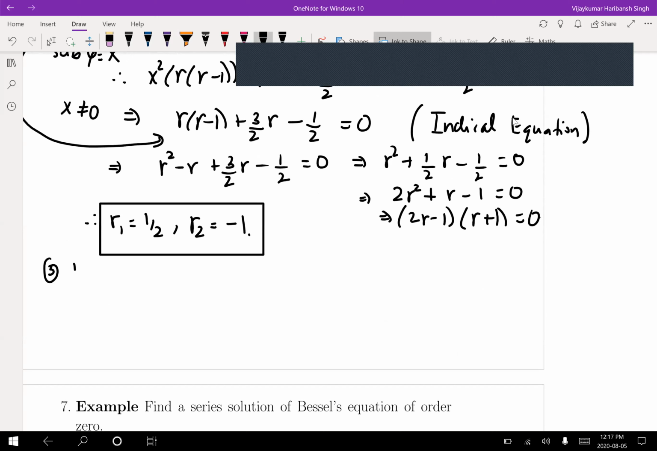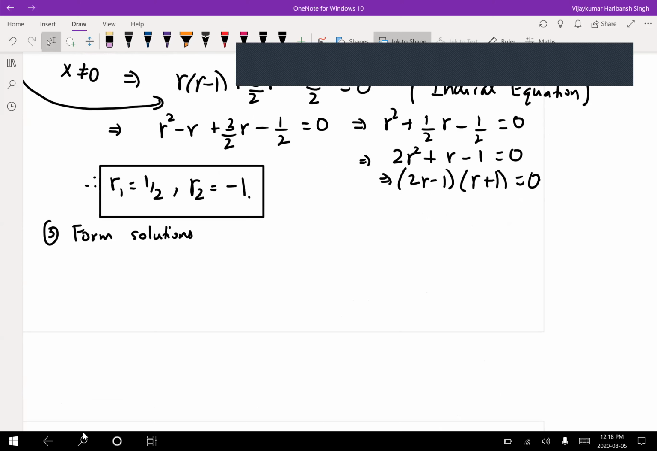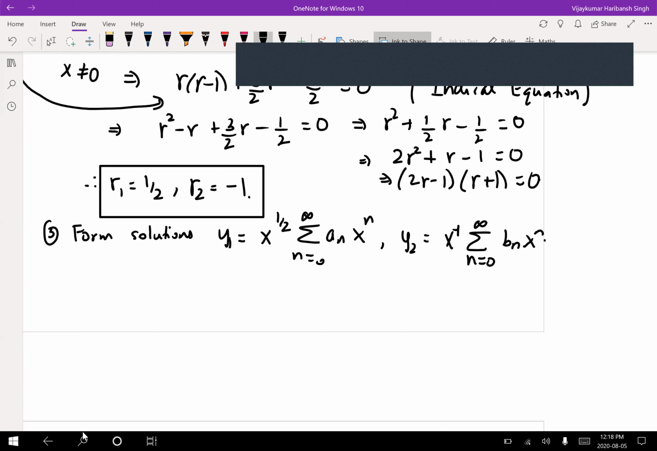Then step 3, form solutions. So form solutions of the form y1 equals x to the half summation n equals 0 to infinity a n x to the power n, and y2 equals x to the power minus half summation n equals 0 to infinity b n x to the n.